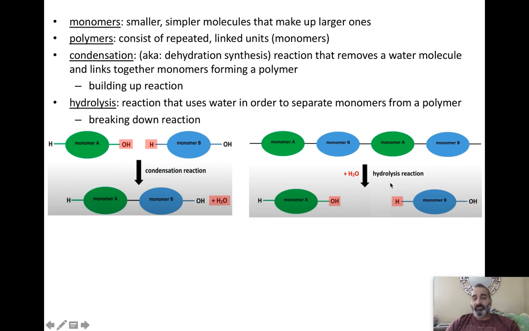So in a hydrolysis reaction, we start with a polymer, and you eventually end up with monomers. Water is needed for a hydrolysis. Water is going into the reaction. Okay, over here in a condensation, water is coming out. It's forming as a result of that reaction. Hydrolysis, breaking down, condensation, building up.